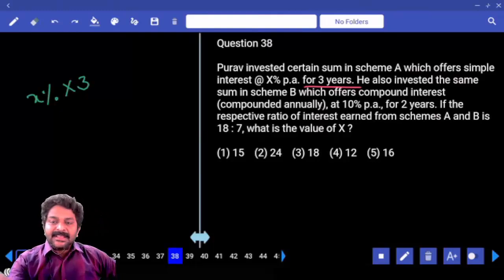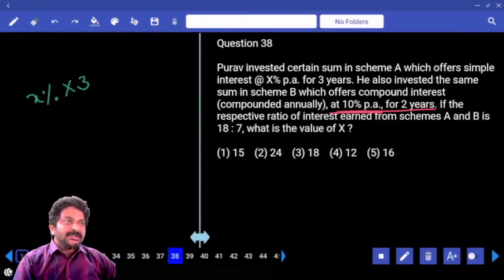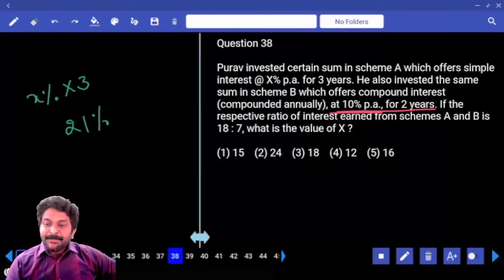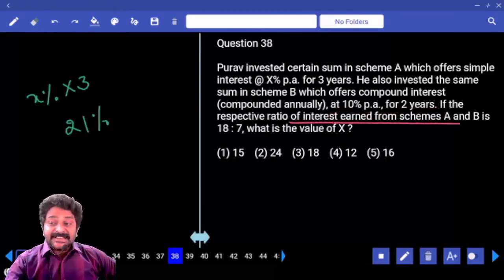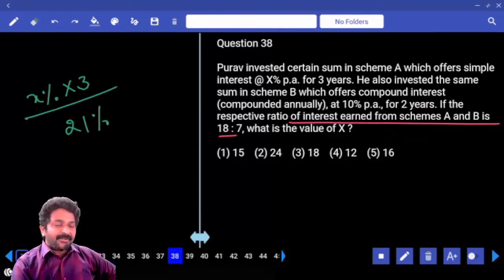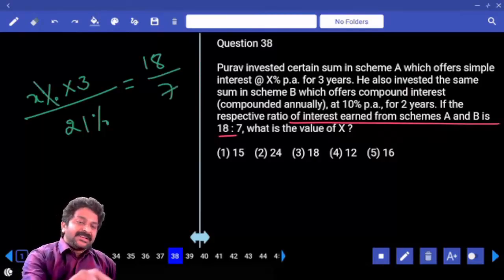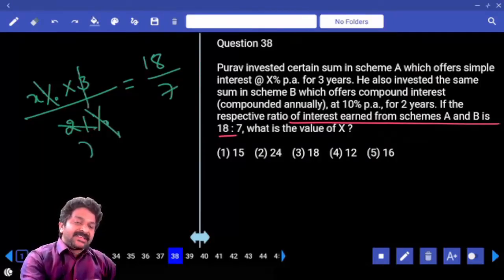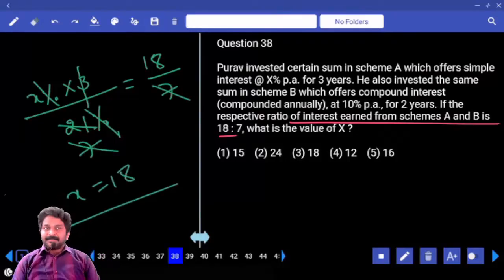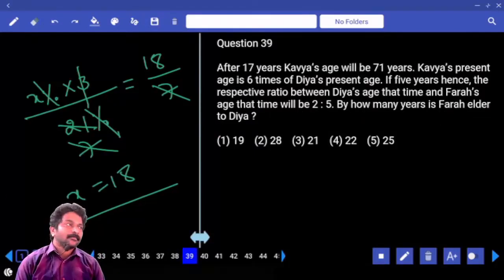Correct? Next, scheme B offers compound interest at 10% per annum for 2 years. So the rate of interest in scheme B is going to be 21%. If the respective ratio of interest earned from A and B is 18:7, the interest earned from A and from B ratio is equal to 18/7. Percentage cancel. 3, 7 times 7, 7 cancel. X is equal to 18, which is the third option. Over.